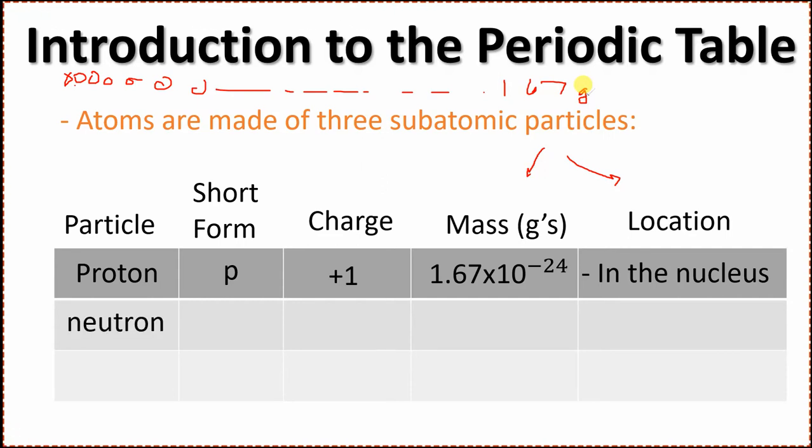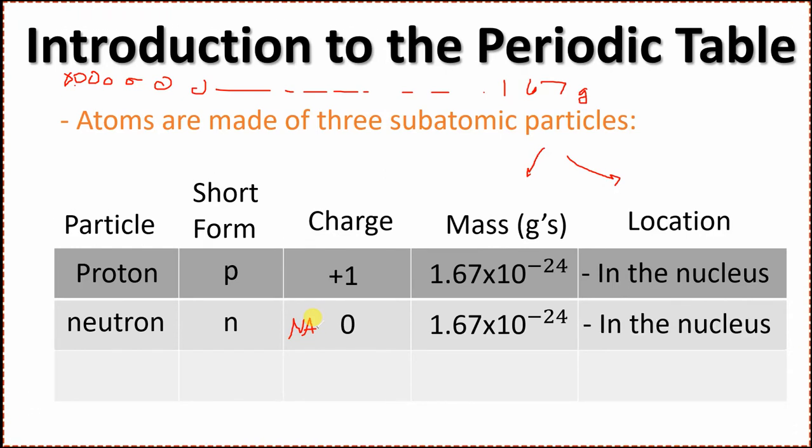Next, we'll talk about the neutron. Short form is N. These have 0 charge or no charge, Na, whatever you want to put here. It's up to you. Now, oddly enough, they have almost the identical mass that a proton does. If you went to a few more decimal places, they'd be slightly different, but for our purposes, we're going to say that they are exactly the same, and they're actually found in the same spot as well.